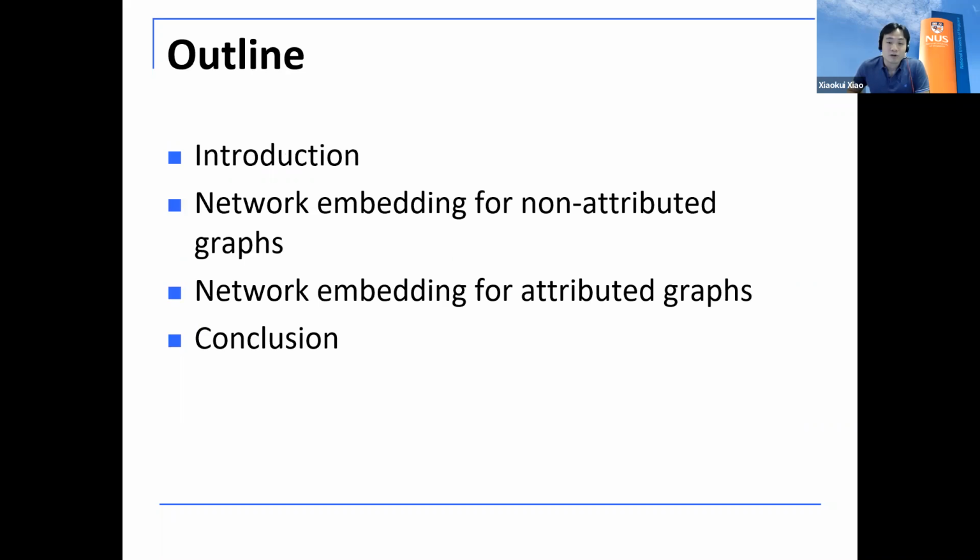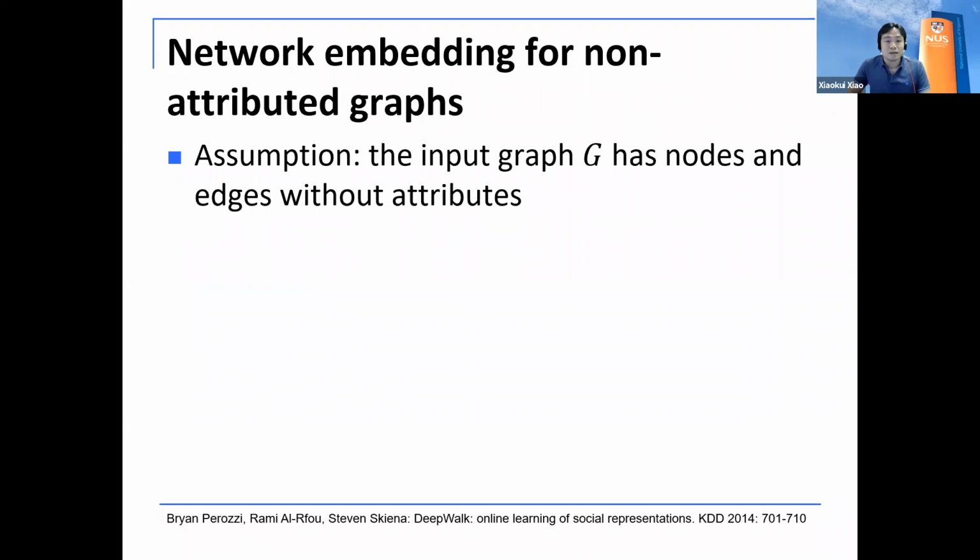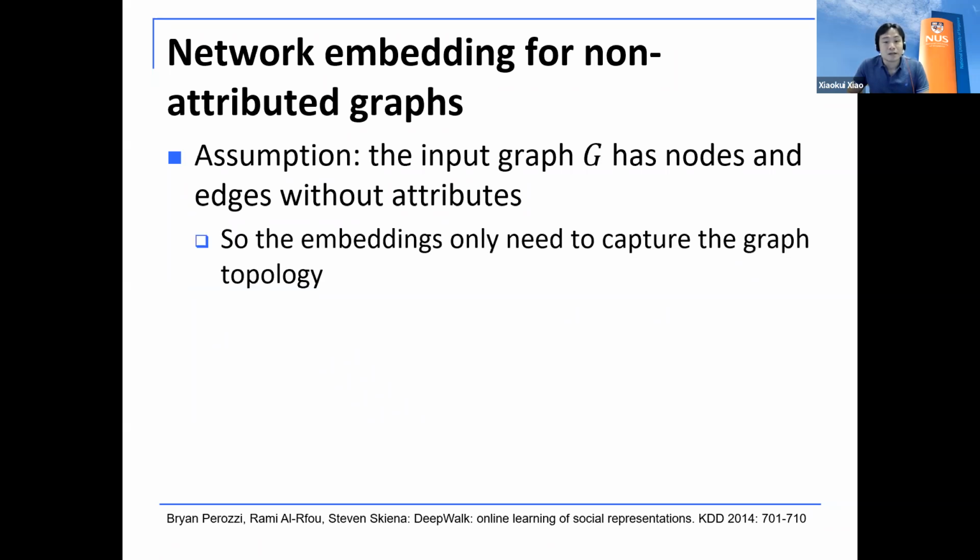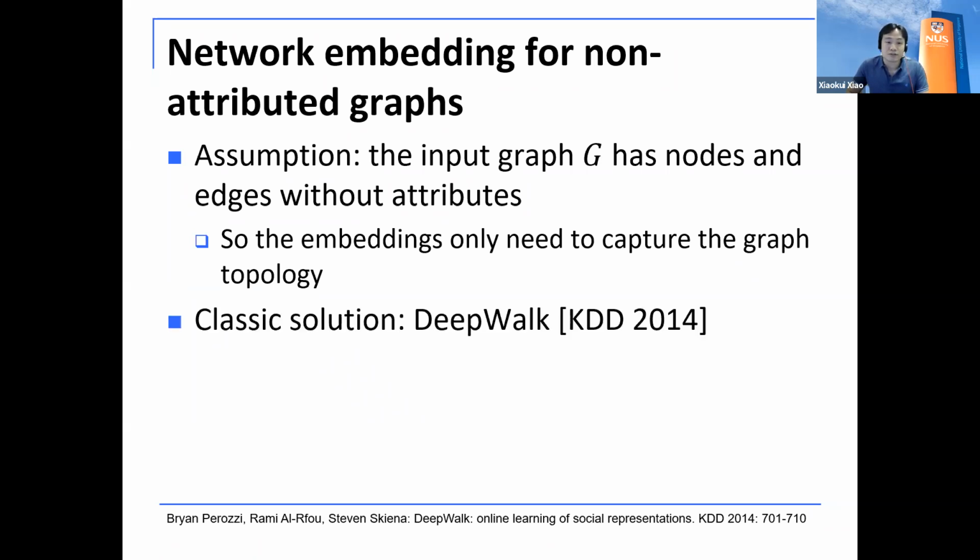So in what follows, I'm going to talk about two of our recent works on efficient algorithms for network embedding. And I'm going to start from the case when the input graph does not have any attributes. So here I'm assuming that the input graph has only nodes and edges, and there are no attributes associated with any nodes or edges. So in this case, what the embedding needs to capture is only the graph topology. And for such a setting, the classic solution is DeepWalk, which was proposed back in 2014.